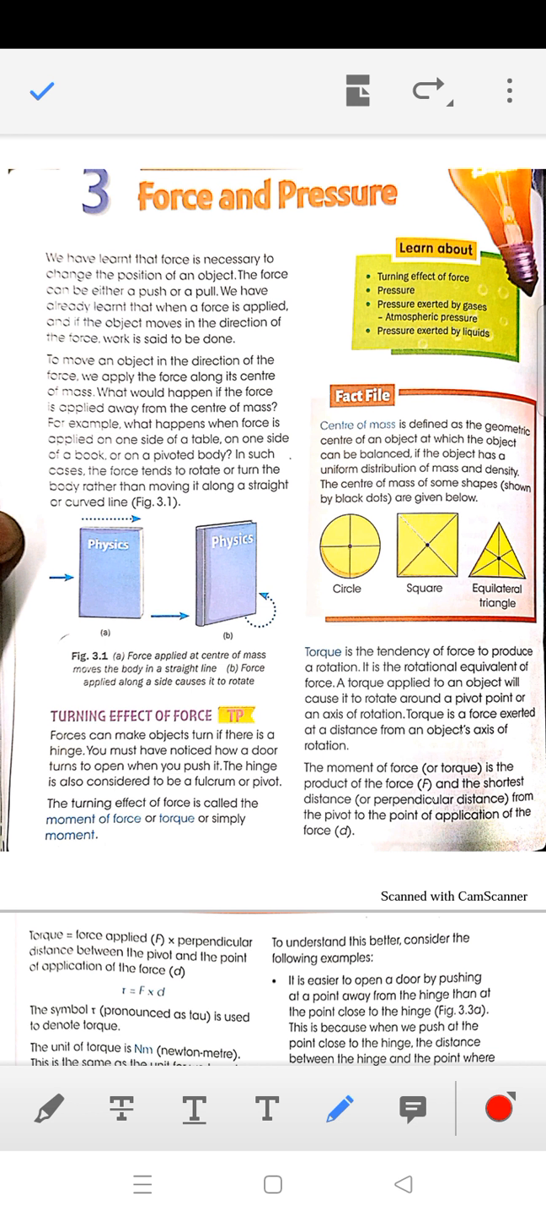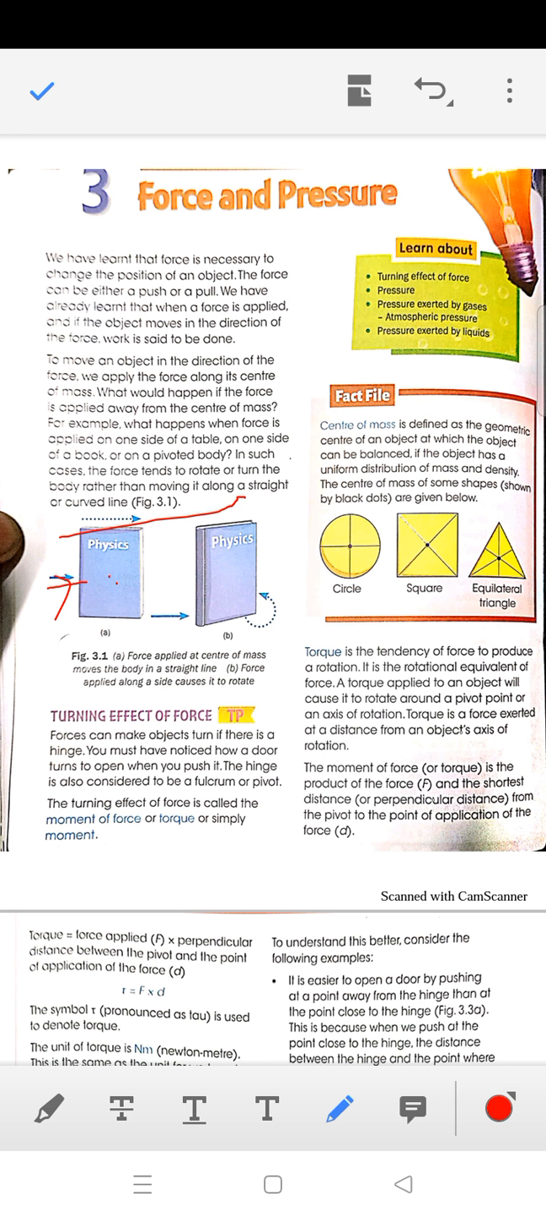But when you are pushing a body, when a force is applied on a body, and if the direction of the force is along the center of mass, then there will be a translatory motion. For example, if you apply force from this direction along the center of mass, which is somewhere here, then the body will move this way.